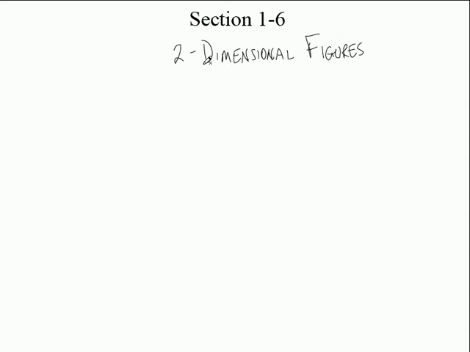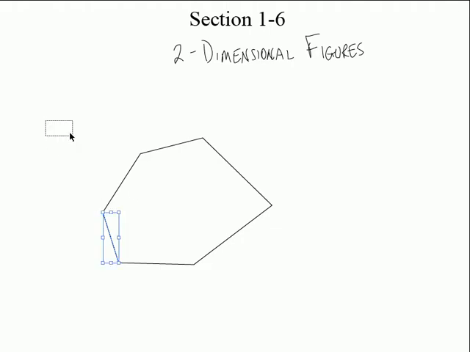It's two-dimensional figures. So the first one we're going to talk about is, I'll tell you what, let's just draw one from scratch. Is that okay? I'm just going to draw one like this, like that, like that, like that. I'm not trying to draw it any particular way. And like that. There we go. And let's group all that together.